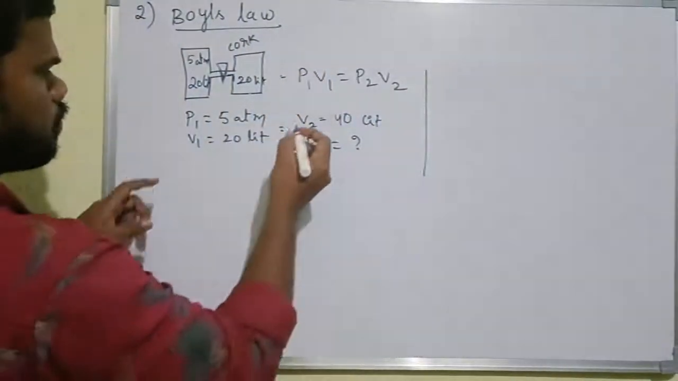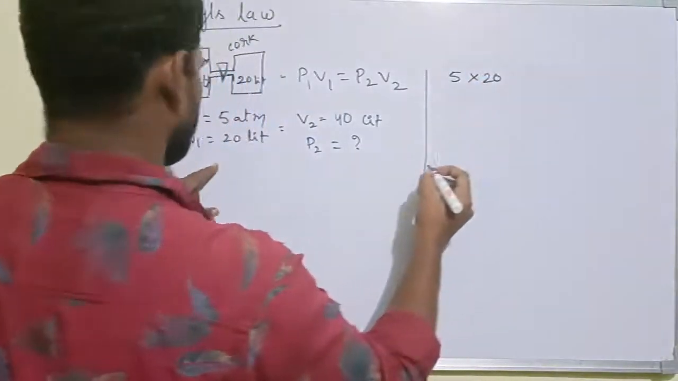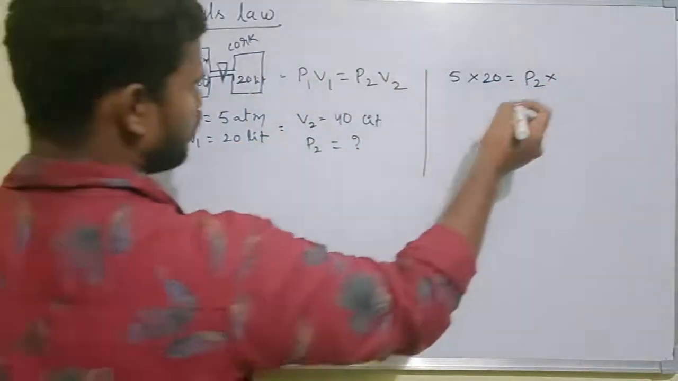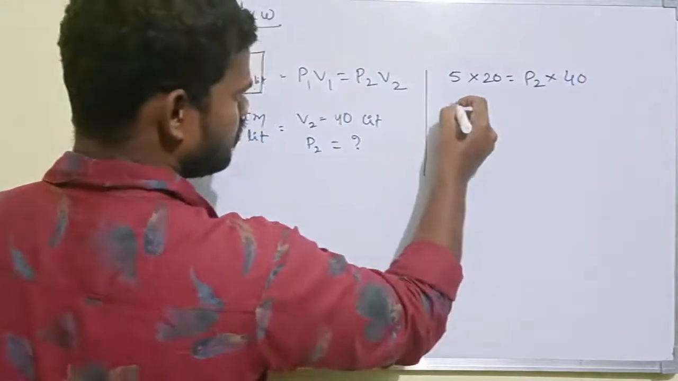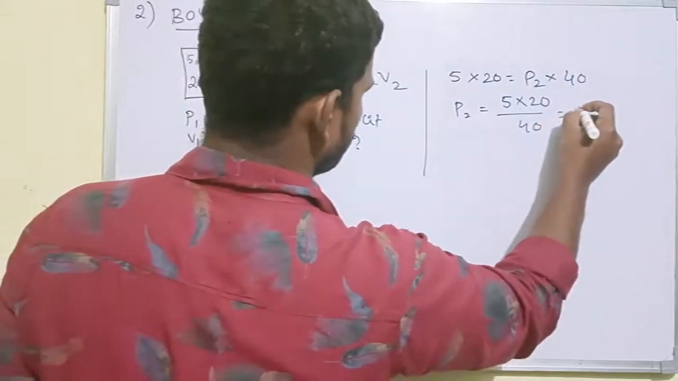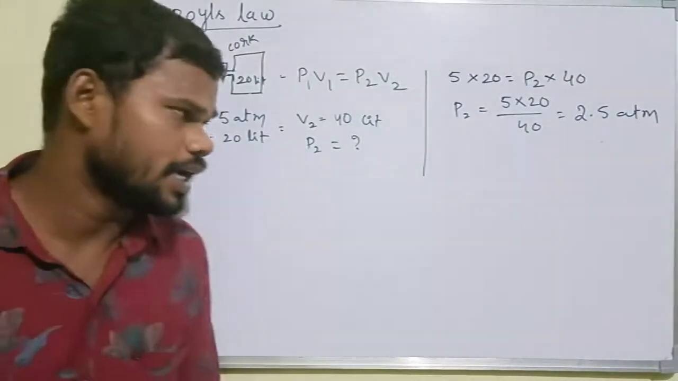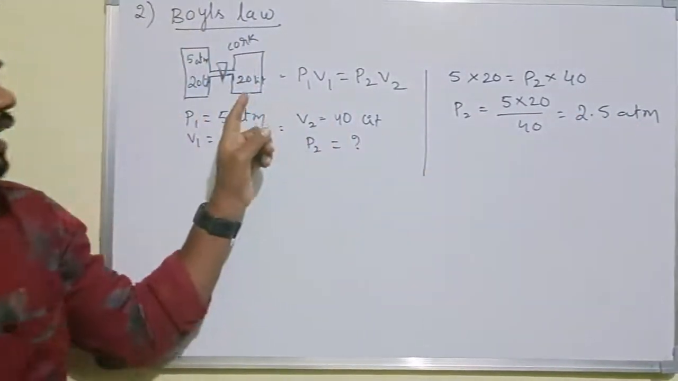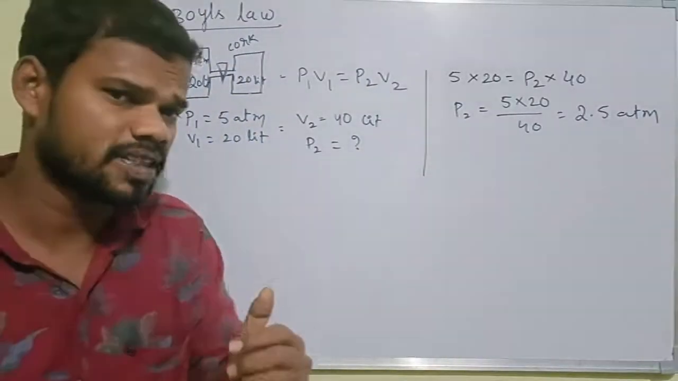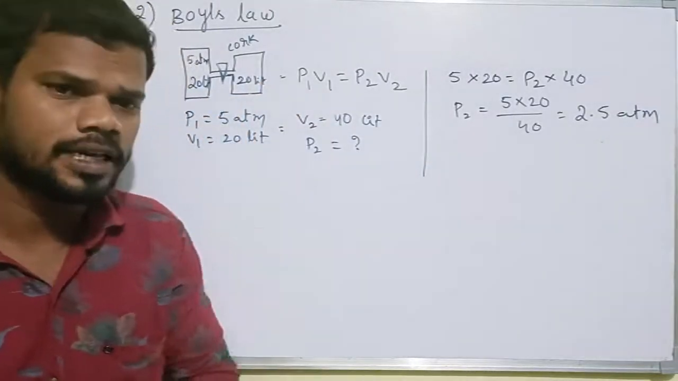By using this formula. P1 is 5 atmospheres, V1 is 20 liters, equal to P2, which we have to calculate, times V2, which is 40 liters. So P2 equals 5 into 20 by 40, that equals 2.5 atmospheres, and this much pressure will be present in this container. Like this we have to solve the question, whatever they give. They ask from this point of view regarding Boyle's law.